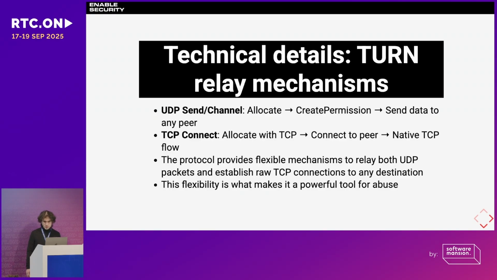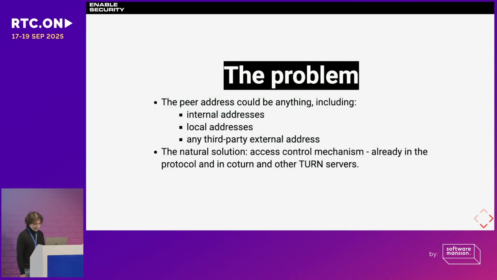And there are different ways to do that. For UDP, there are two main ways to send data to other peers through a TURN server: Send and the Channel method. And then TCP, it could also relay TCP as well. So you use TCP Connect for that. And they all allow relaying to arbitrary destinations, arbitrary peers. And this flexibility is what enables the scenarios that I'll be discussing next.